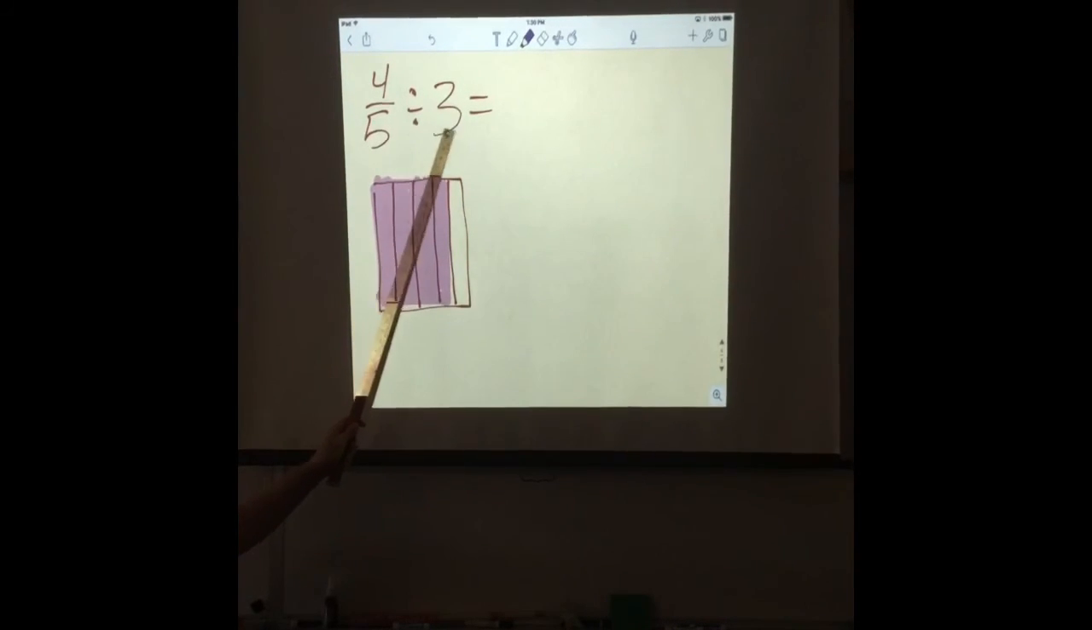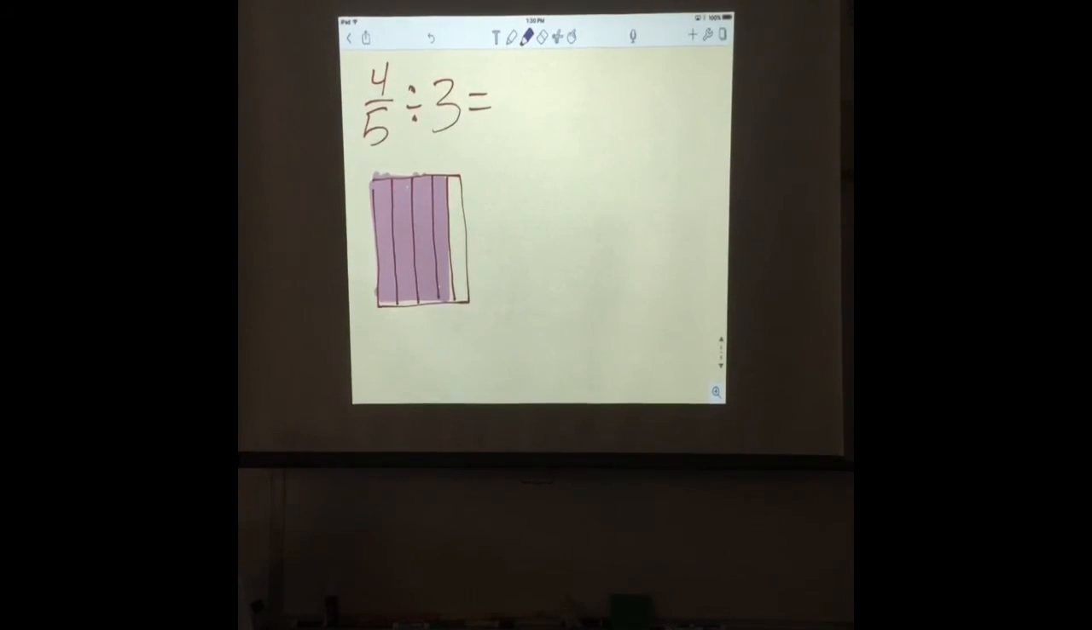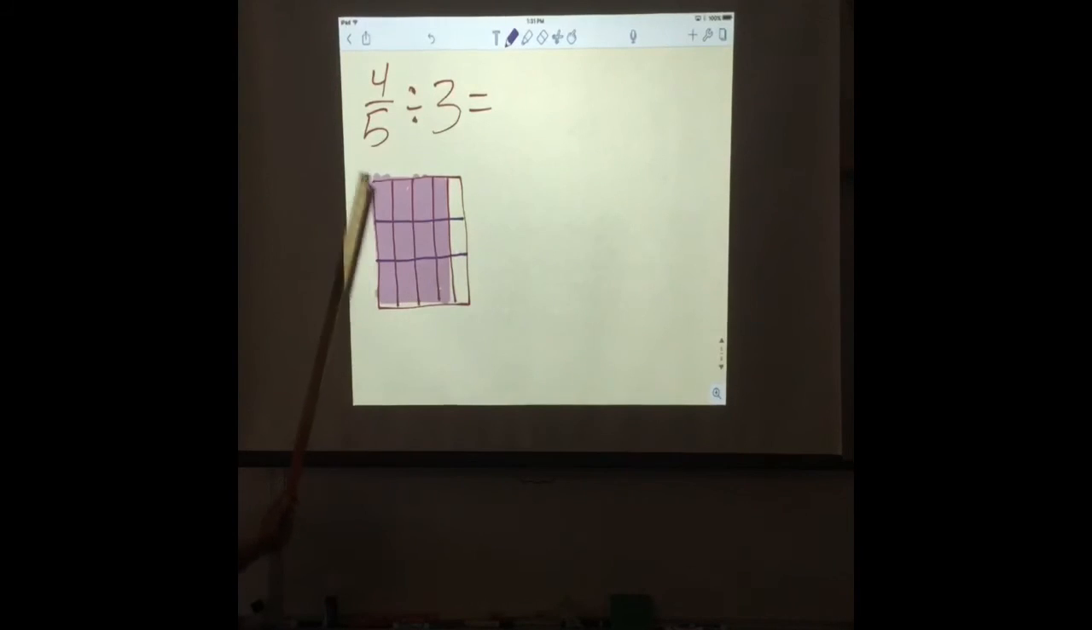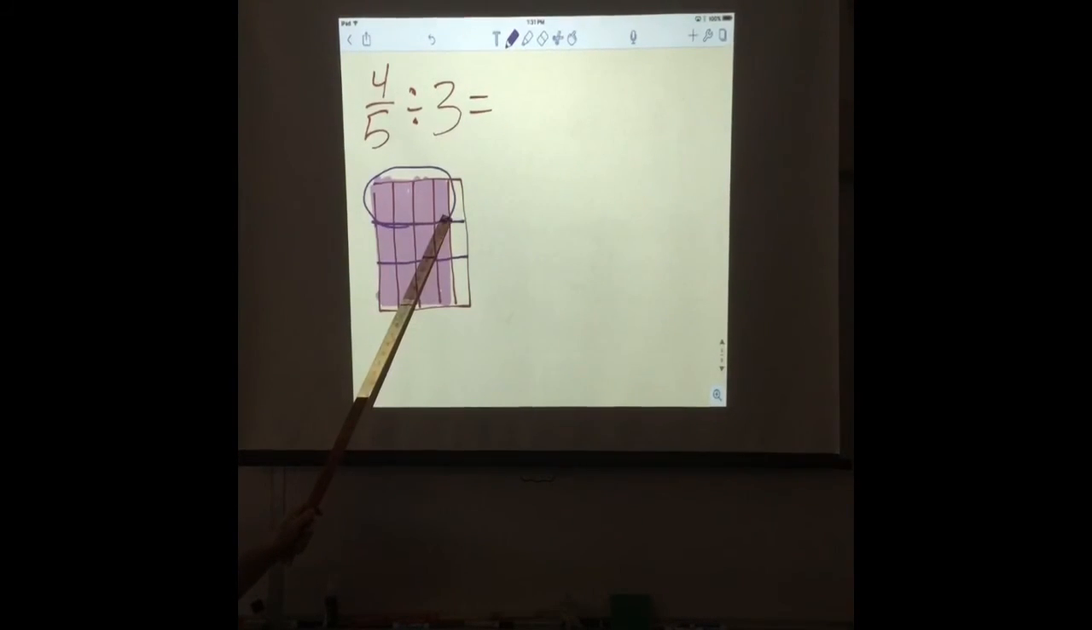All right, and we're going to divide it into how many pieces? 3. We're going to divide it into 3 pieces. So I've got 1, 2, 3. What am I going to circle? I'm going to circle one of the 3 pieces, right? So I'm going to circle this group, these things right here.